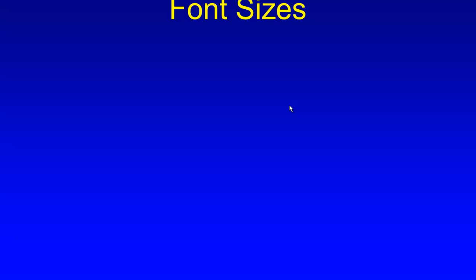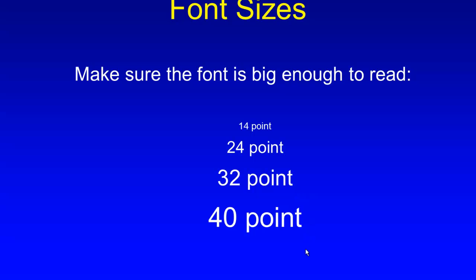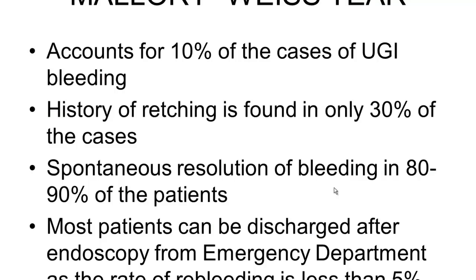Font sizes should be big enough to see from the back of the room. Here are some examples. This is 14 point. 24 point is usually the smallest that you can get away with using in a large room or an auditorium. This is what 32 point looks like, and this is 40. Anything larger than 40 may be impractical to use because you get so few words on a slide. So in general, use the largest font that you can get away with.